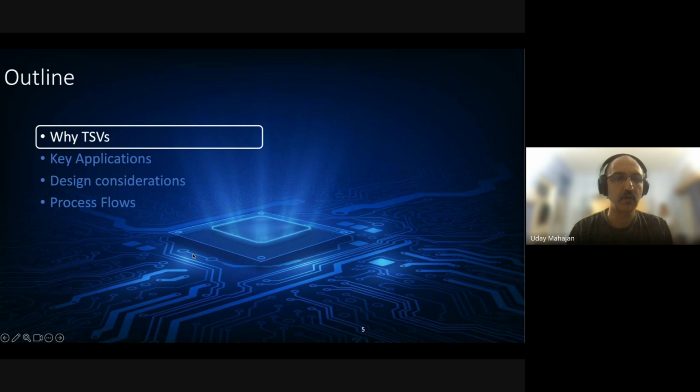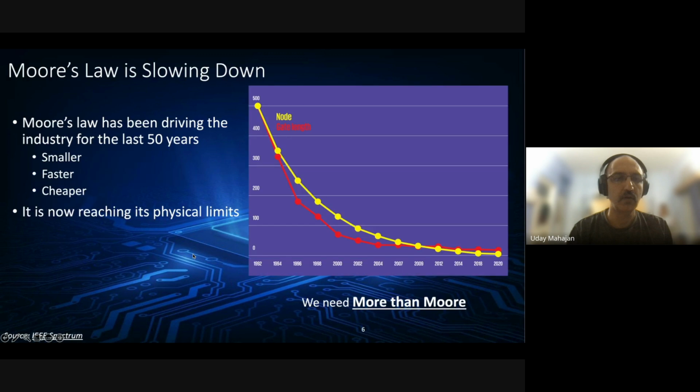So why TSVs? Why go to the trouble of developing technologies and processes to make these big giant structures and insert them in die that have submicron or nanometer scale features, with all the attendant complications and issues that could arise? Essentially, we all know that Moore's law, the law that has defined the semiconductor industry's growth and performance improvements over the last 50 odd years, is slowing down. That is what has made semiconductors smaller, faster, and cheaper.